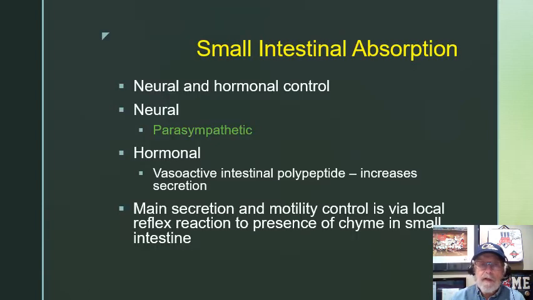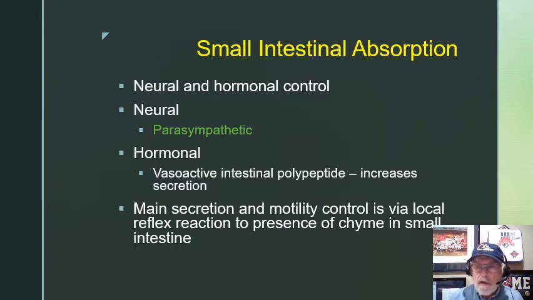Again, we know that once we get to the absorption, what really controls the absorption in the small intestine? Again, it's neural and hormonal control. Neural, we know, is always parasympathetic. That's going to stimulate the process. It is going to allow secretion of materials that will assist in the further breakdown so things could be absorbed, as well as hormonally. There's something called a vasoactive intestinal peptide, don't remember that, that increases intestinal secretion, that helps to get the stuff ready.